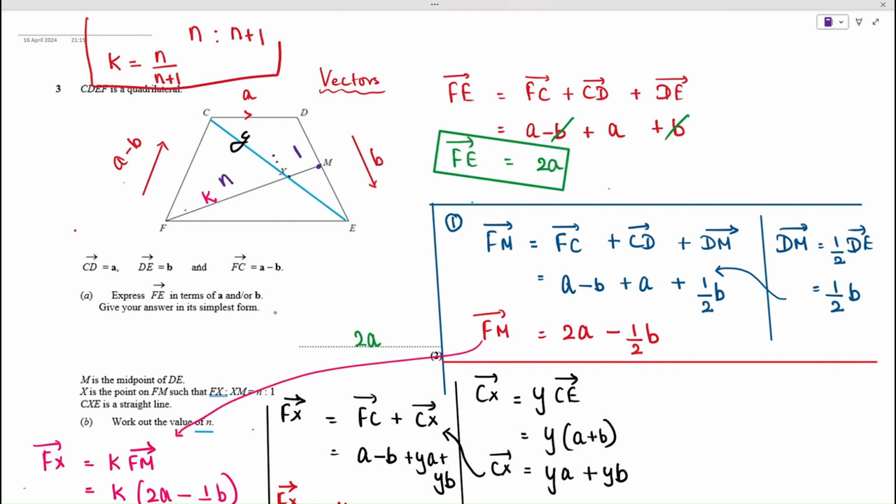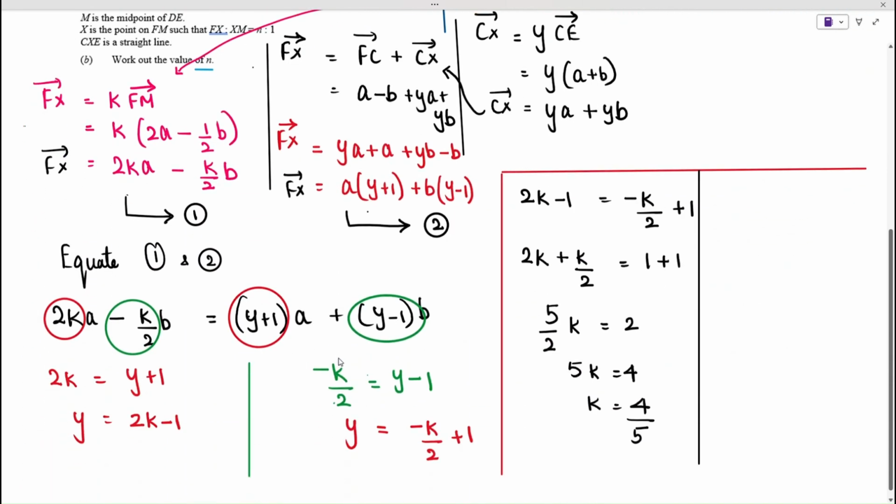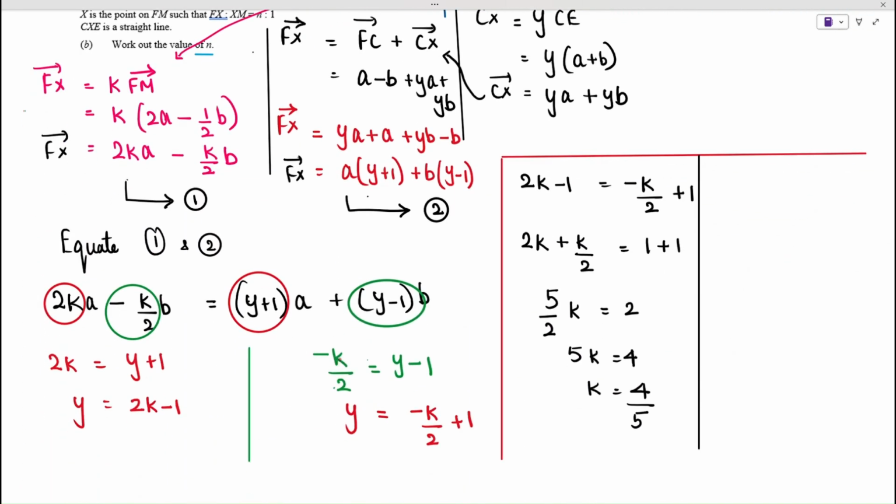Now we here have a value for k that we've calculated. Our value of k here is 4 over 5. Now 4 over 5 should be in the form of n over n plus 1. By cross multiplying here, we can get 5n is equal to 4n plus 4. So n is equal to 4.